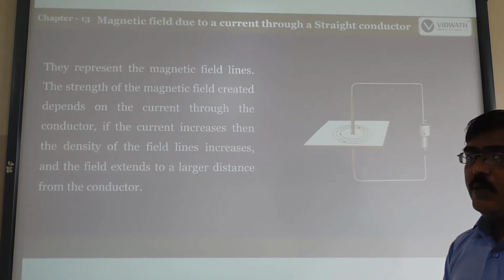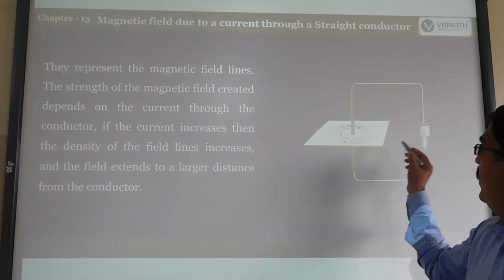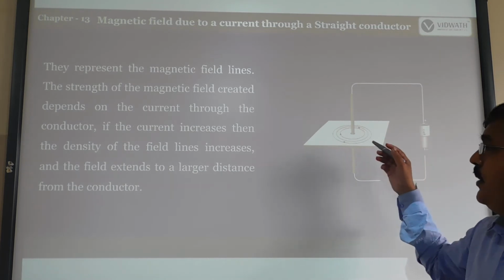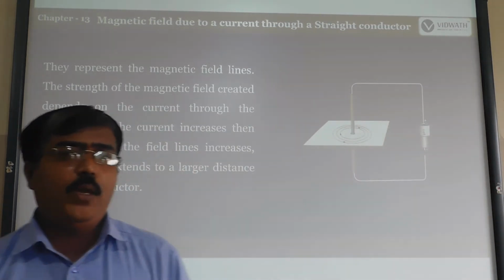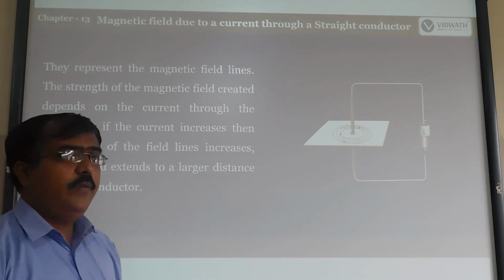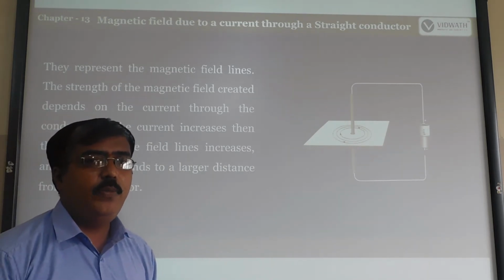So when the current increases, what happens? The density of the field lines also increases, and the field extends to a larger distance from the conductor. This is represented with the concentric circles. It means the more current you pass, the more concentric circles are produced.